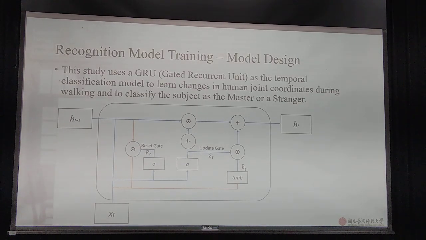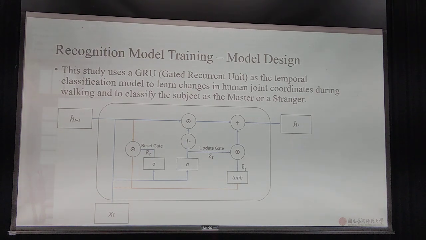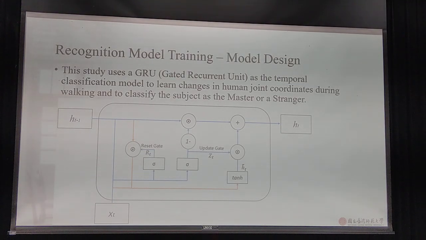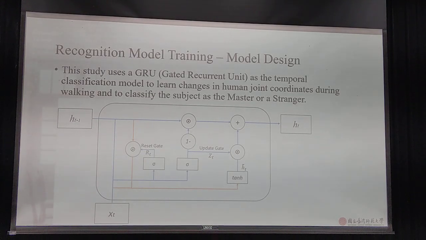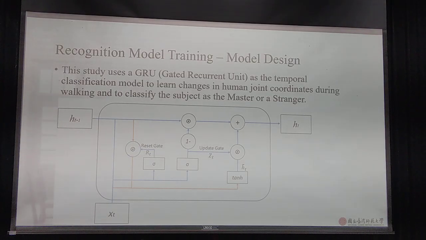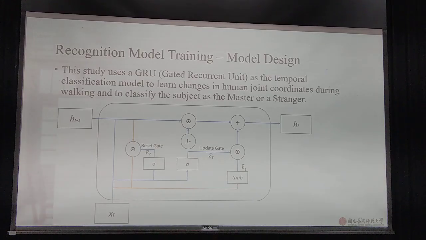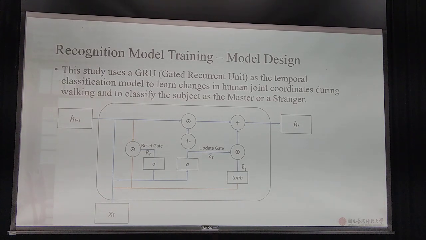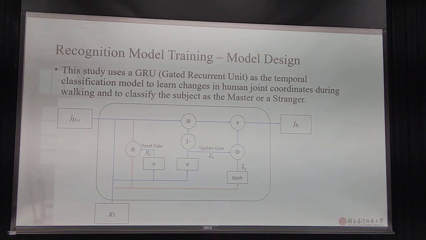This study uses a gated recurrent unit, GRU, as a temporal classification model to learn joint coordinate changes during walking. The GRU retains past motion information and is efficient for sequential data. After training, it can identify a person based on temporal movement patterns. The reset gate decides whether to forget past information, and the update gate controls how much old and new information to combine, allowing the model to handle both long-term and short-term dependencies.